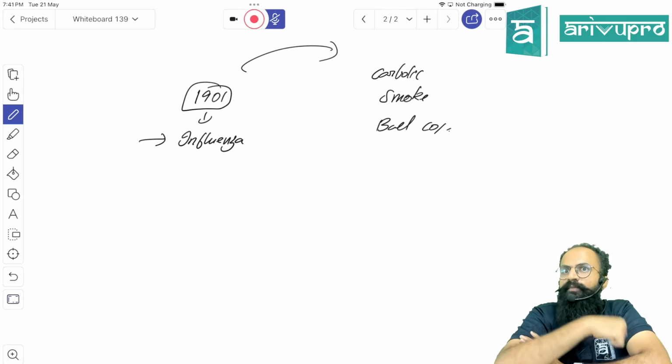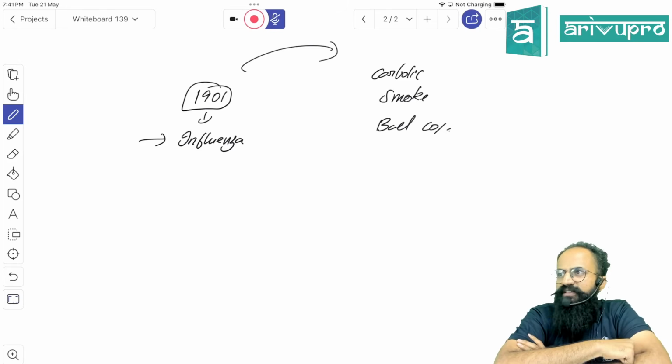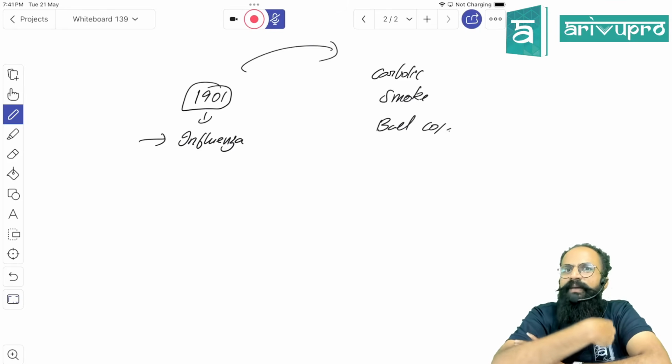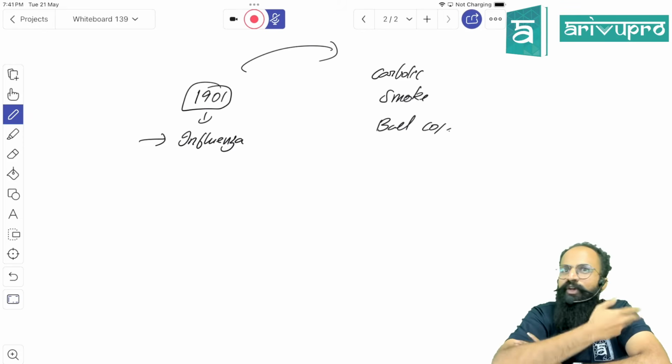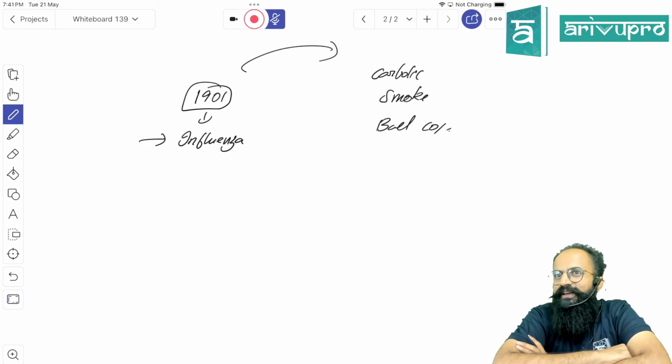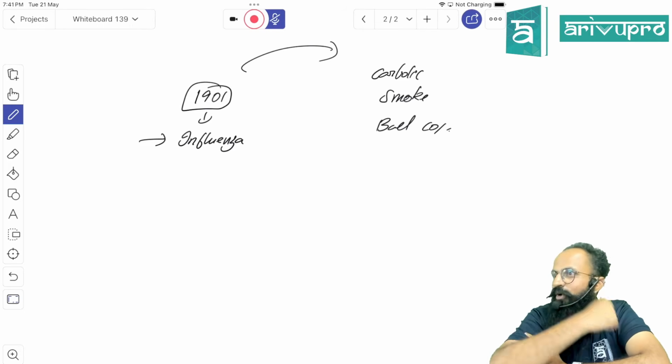Why? The Carbolic Smoke Ball Company, I told you, came up with an ad. They said, you take my tablets, you will not get influenza. If you get it, we will be liable to pay £100. This was in the year 1901. It was a reward. If you get it, you will be eligible for £100. So whenever she got influenza, she went and asked for the reward amount.